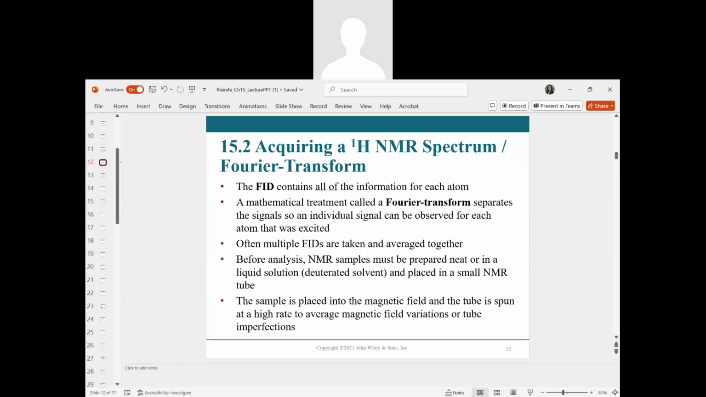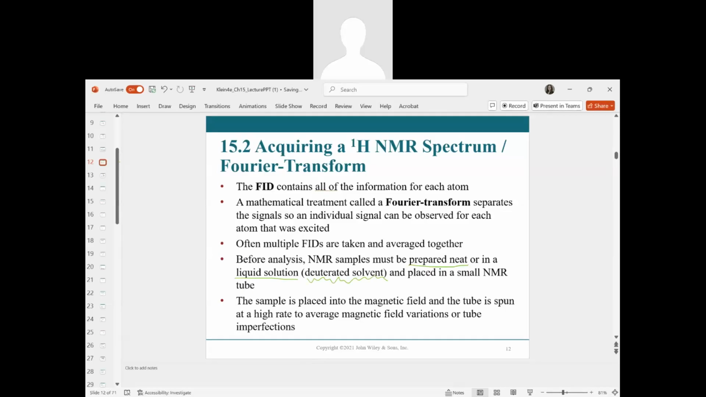So before we analyze our NMR sample, there is something that you would need to know about here, that these samples will need to be prepared in these small tubes, these glass tubes. They can be prepared neat. So that means without any type of liquid or solvent utilized. Or if we do need a liquid solution to be utilized, we can use what's called a deuterated solvent.